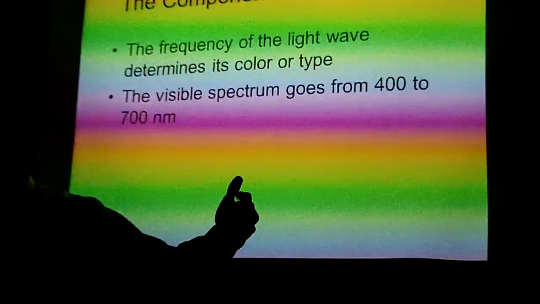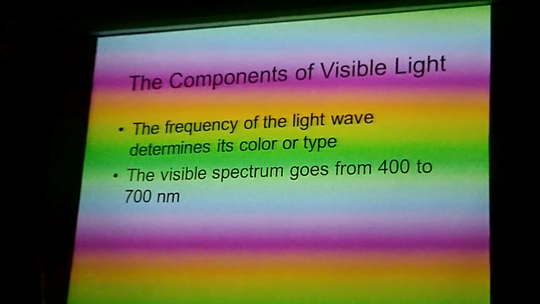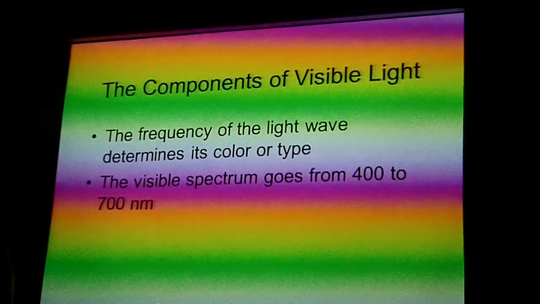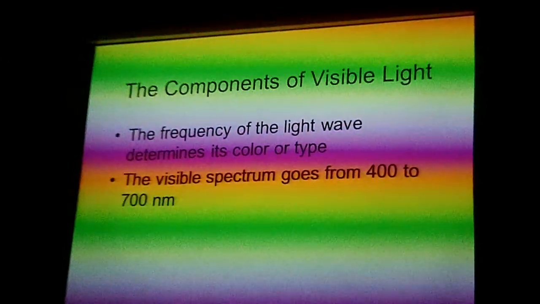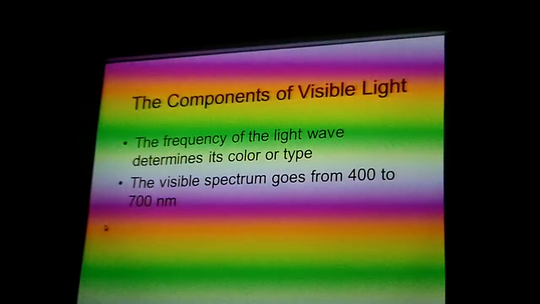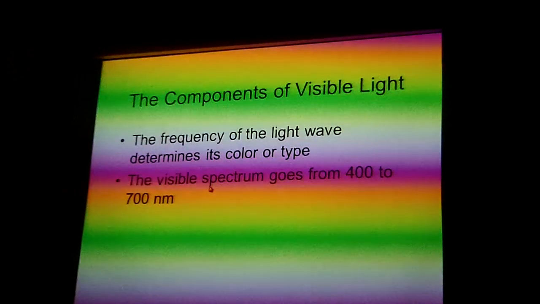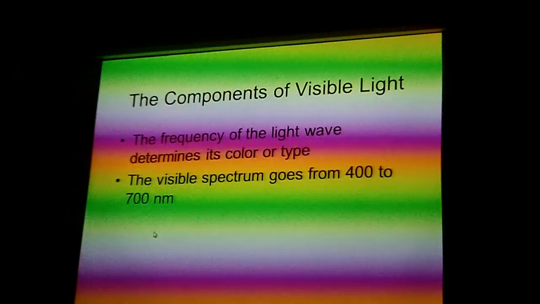And light comes in a bunch of different wavelengths or frequencies. The longer the wavelength, the lower the frequency. The shorter the wavelength, the higher the frequency. So our eyes can detect light that goes from 400 to 700 nanometers wavelength.